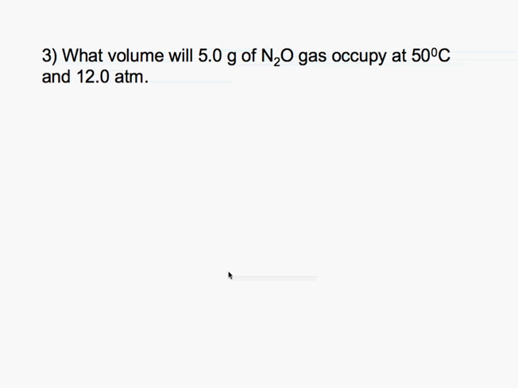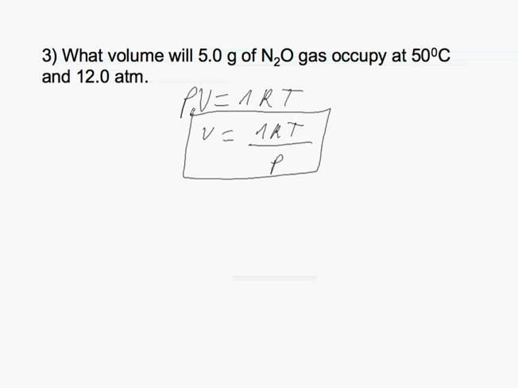Okay, what volume will 5 grams of N2O gas occupy at 50 degrees Celsius and 12 atmospheres? So this problem is a classic ideal gas law problem. PV is equal to nRT. We're solving for volume, so we're going to have volume is equal to nRT over P. So this is the equation that we will use in order to find out what the volume is.